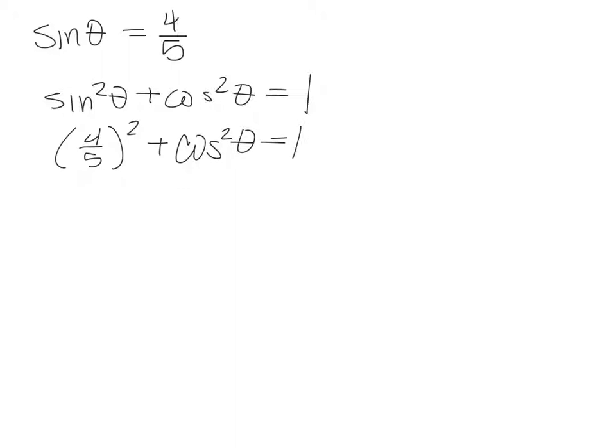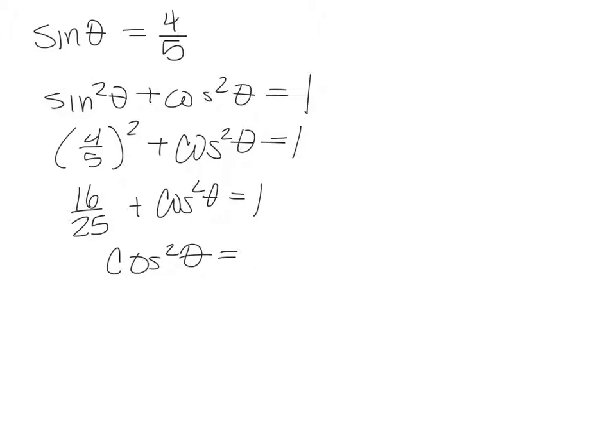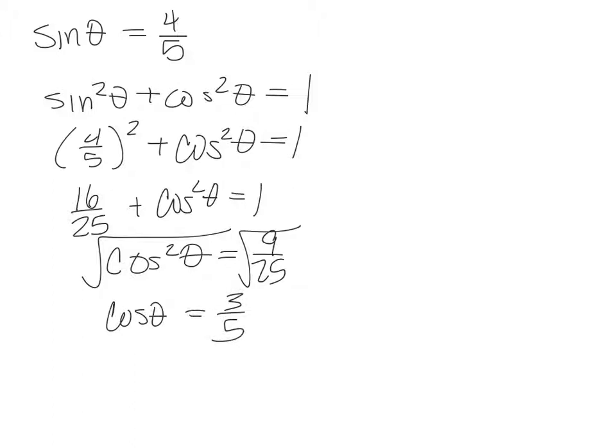I'm going to get out my handy dandy calculator, put it in fraction mode, and have 4/5 squared. That gives me 16 over 25. If I subtract 16 over 25 from both sides, 1 minus 16 over 25, I get 9 over 25. Square root of both sides, cosine theta equals 3/5.